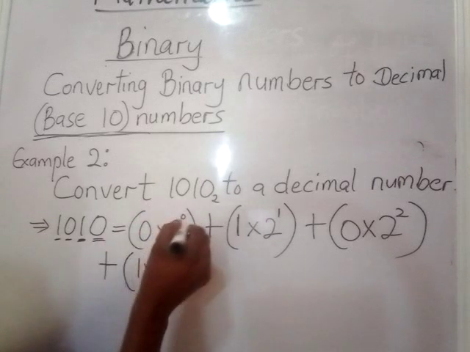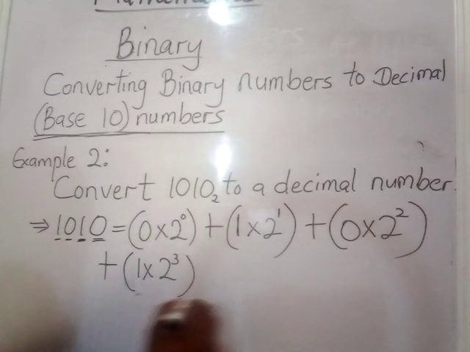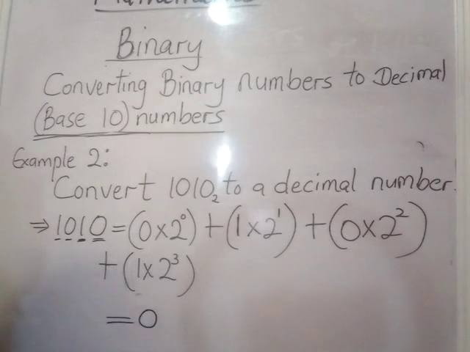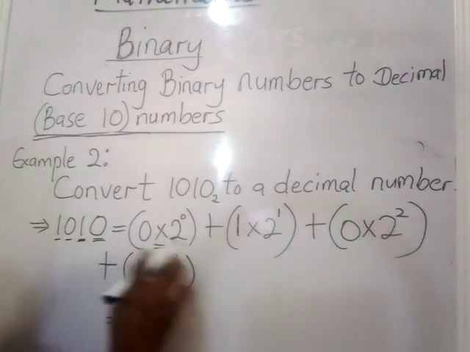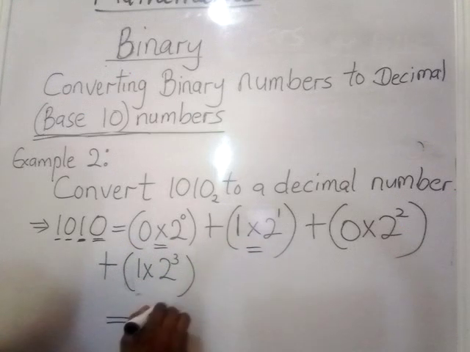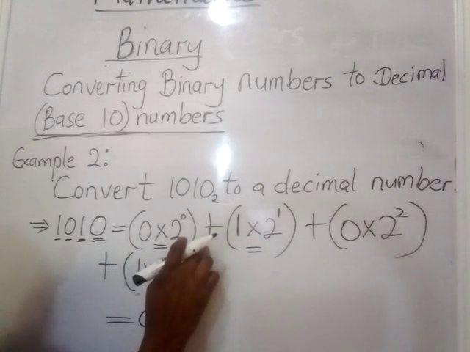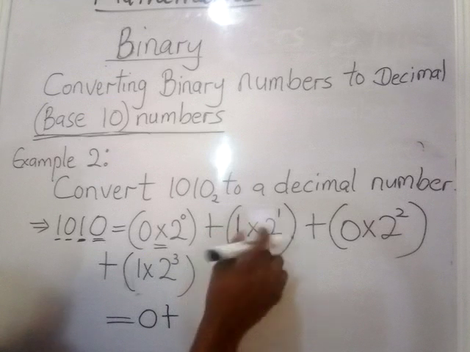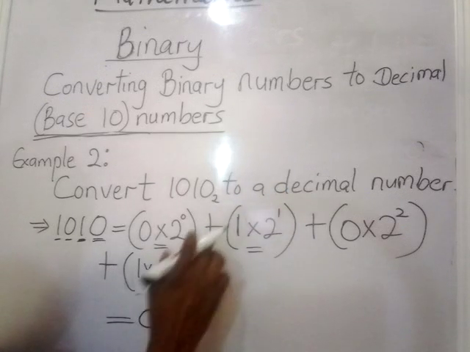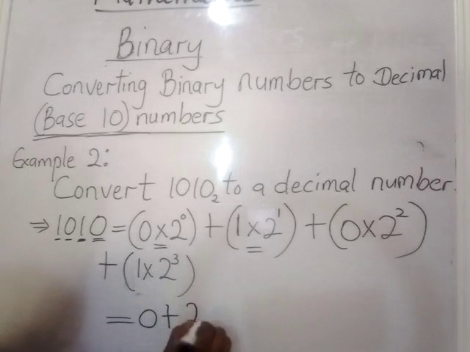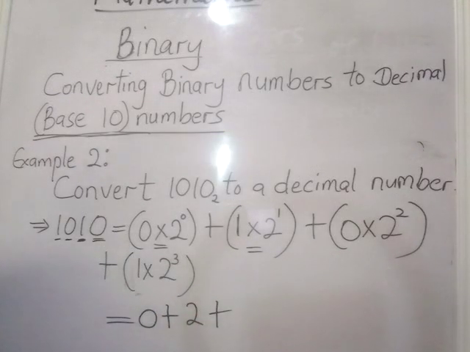So it's 0 times 1 that we have here, and that gives us 0. Okay, this first bracket gives us 0, and then we move on to the second bracket, plus, remember your plus, 1 times 2 raised to power 1. So 2 raised to power 1 is the same as 2. So 1 times 2 is what? Is 2. We move to the plus here, put your plus sign.